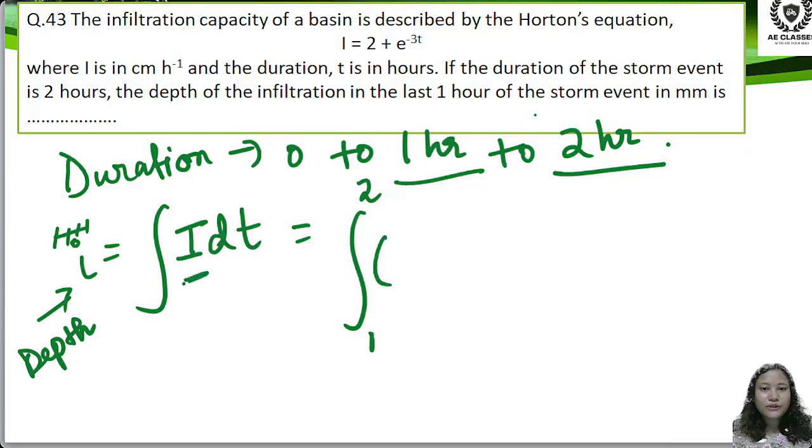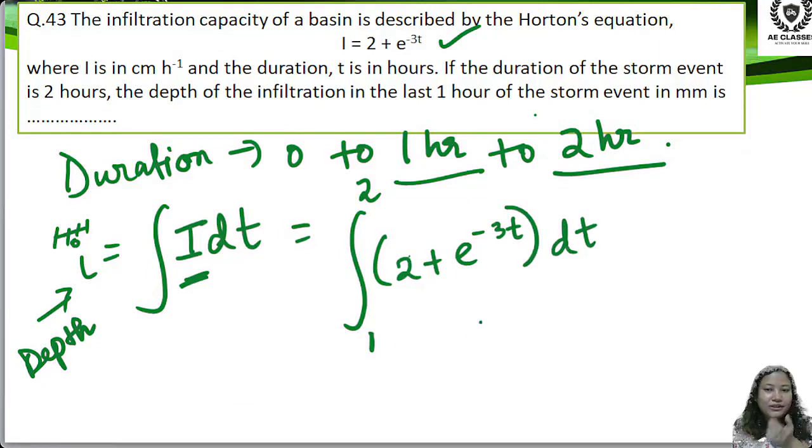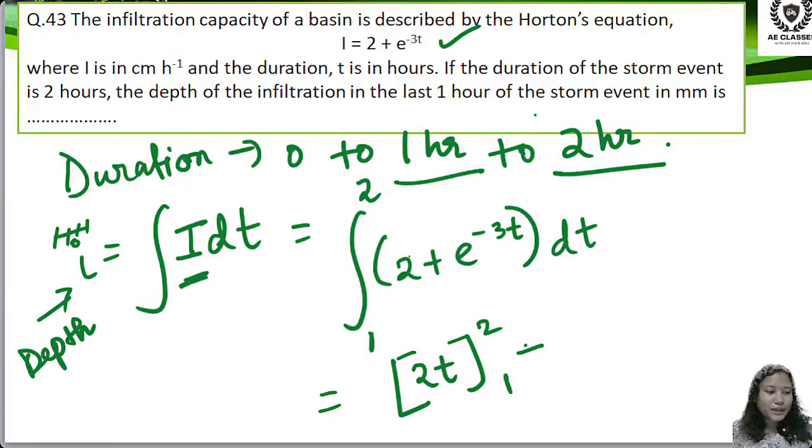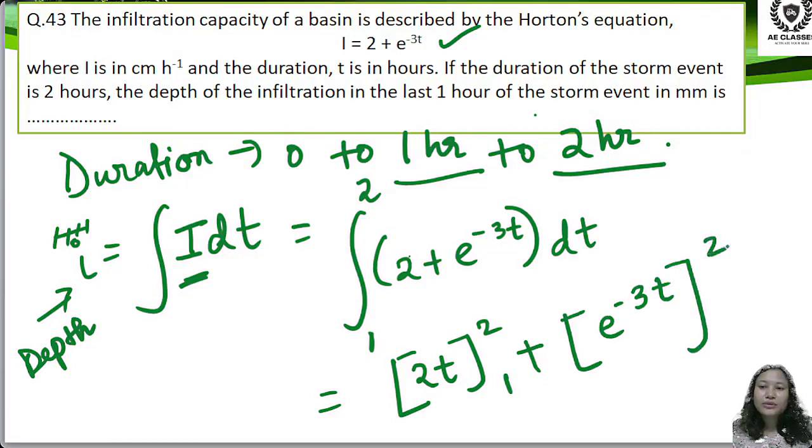So just put the value of I here. What equation is given for I here? 2 plus e to the power minus 3t into dt. So how much will this be? Integration of 2 dt will be equal to 2t only, isn't it? So if I break this, the boundaries will be 2 and 1, plus e to the power minus 3t, with boundaries 2 and 1. Okay, solve this.